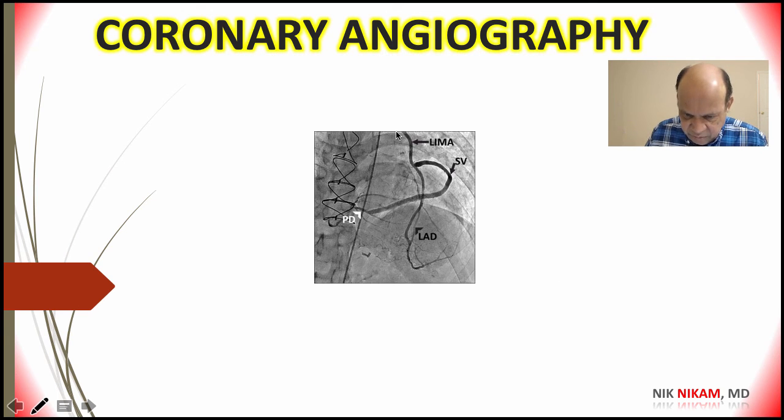Here's an example of a LIMA, which is a left internal mammary artery, which is connected to the left anterior descending branch, and there is also a jump graft that is connected to the LIMA and to the right coronary artery in the same patient. Because, as you can see, the sternal wires indicate this patient already had a bypass surgery in the past. So this is an indication that the bypass grafts are open.